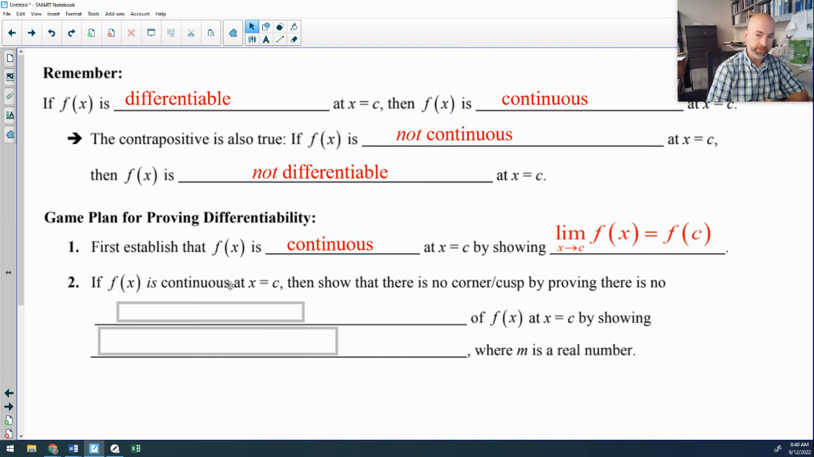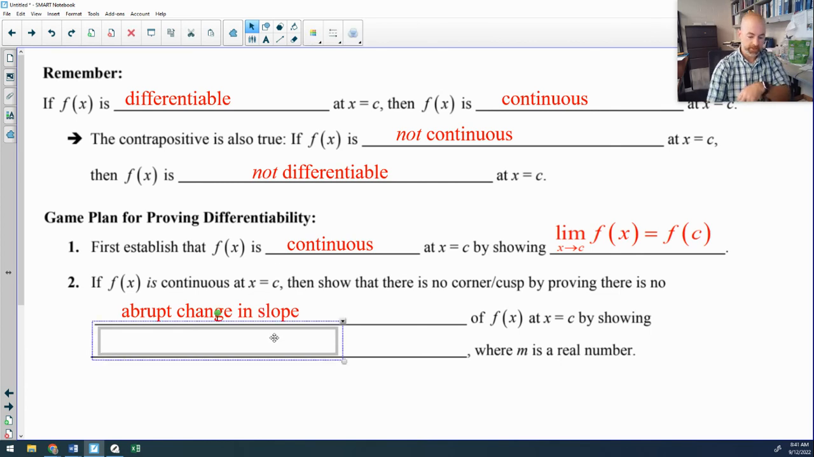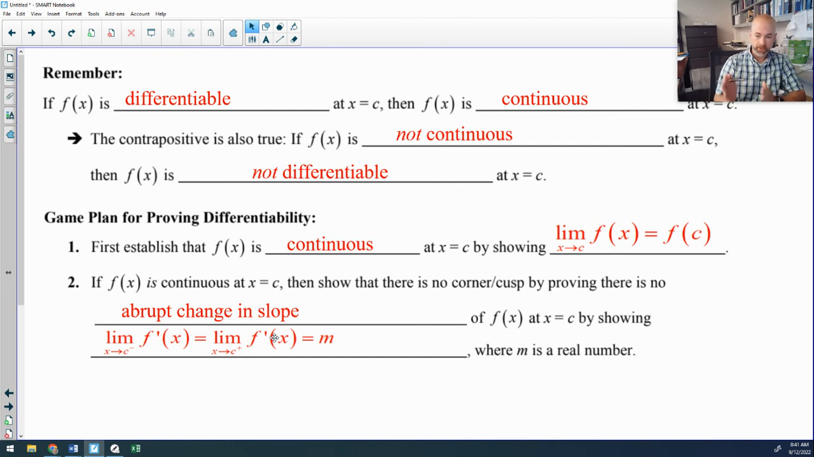Now, once you have established continuity, we now have to show there's no corner, no cusp, or no vertical tangent. I probably should have that in here as well. But to show that there's no corner, to show there's no cusp, we need to show that there is not an abrupt change in slope by showing this. We do another limit that looks kind of like continuity, but we look at the derivative, and we want to show that the derivative on the left side of c and the derivative on the right side of c both approach the same number, and m must be a real number.